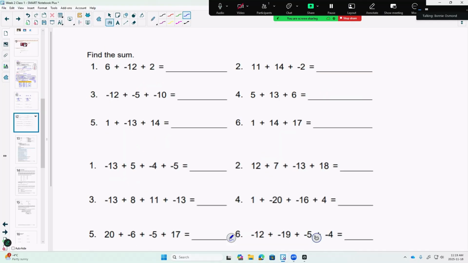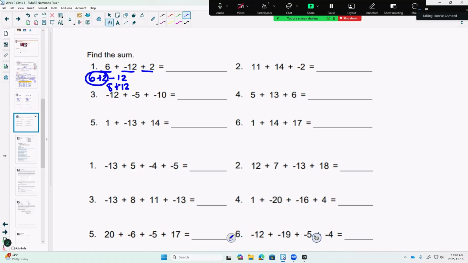Okay, what if you're adding more than 2 numbers? 2 numbers is fairly easy, but what if you're adding more than 2? So if we're adding more than 2, we put the positive numbers together and we put the negative numbers together. So we're just going to rewrite. So 6 plus 2 minus 12. So I'm going to do this 6 plus 2 first, which is 8, and then I have 8 minus 12. Oh, sorry, 8 plus negative 12.